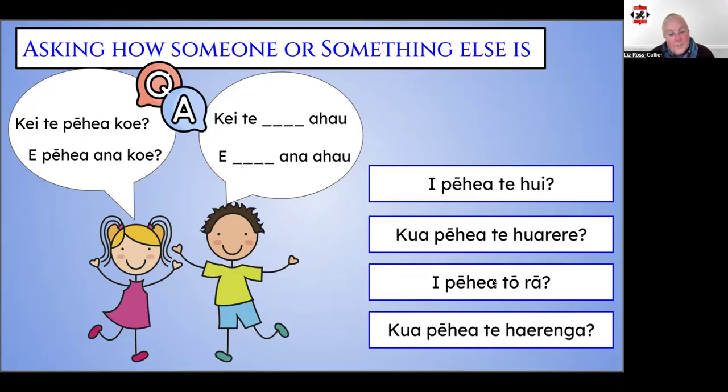Another variation is using the how sentences with tense markers e and kua. In the past tense, I pēhea te hui, how was the meeting? Kua pēhea te huarere, how has the weather been? I pēhea tō rā, how was your day? And kua pēhea te haerenga, how has the journey been? How has the trip been?